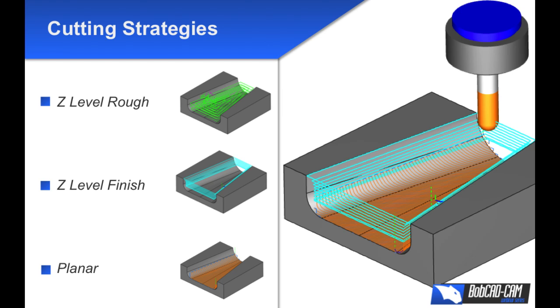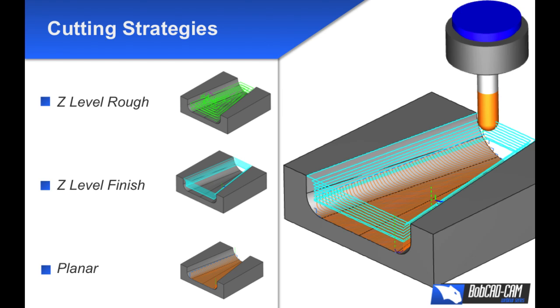Z-level rough, you can think of it as a 3D pocket. This is where you remove the bulk of your material. It's going to go level by level, and it's going to follow the contours and the surfaces of the model or surfaces you've selected. Now, Z-level finish, you can think of this as a 3D profile. It's really best for the steep areas or the more vertical walls. This is used to machine vertical walls, tapered walls, or steeper areas of your part.